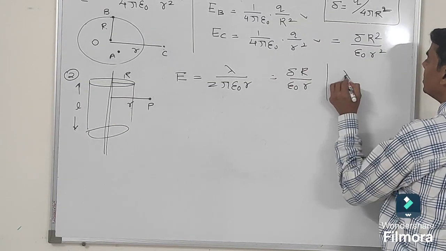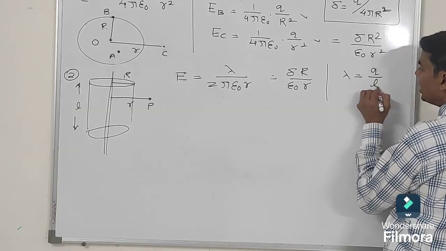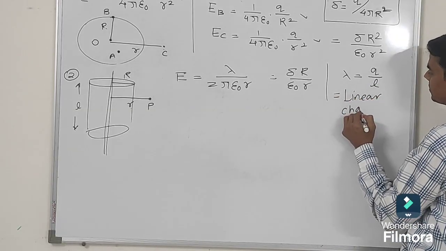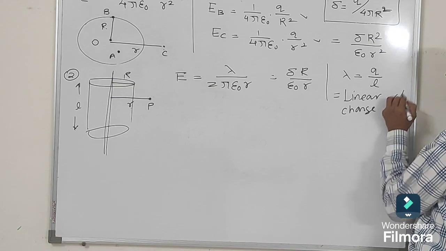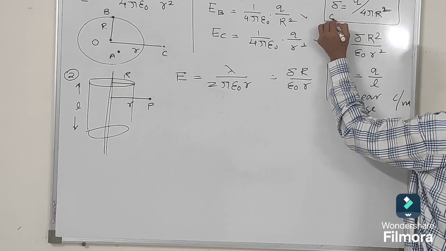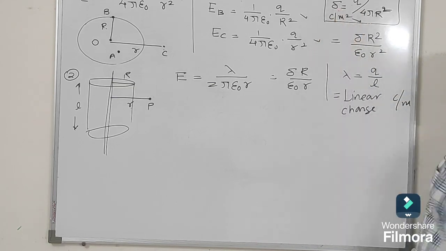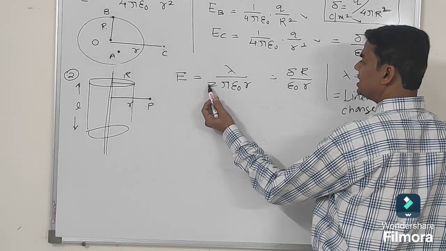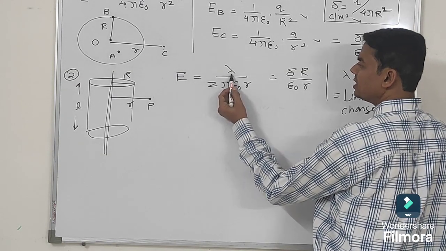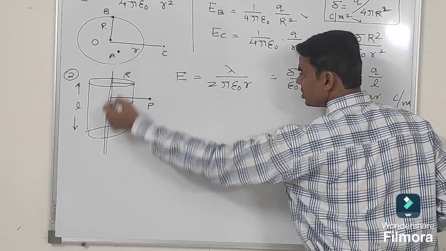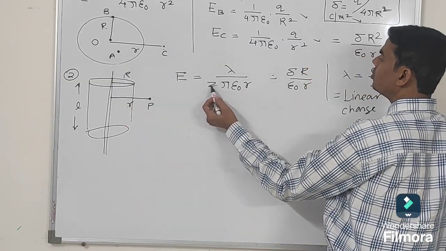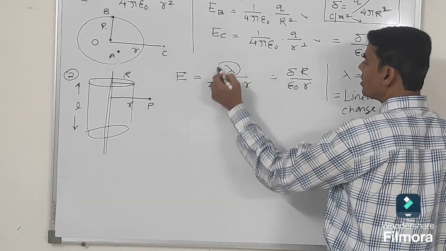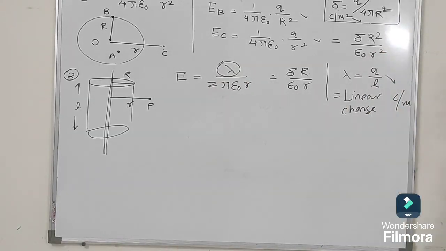And what is lambda? Lambda is charge per unit length. This is called linear charge density, that is coulomb per meter. This is surface charge density, that is coulomb per meter square. Charge per unit area, charge per unit length. So the electric intensity at any point situated at a distance r from the axis of the cylinder is lambda upon 2 pi epsilon 0 r, or sigma R upon epsilon 0 r, where lambda is charge per unit length.